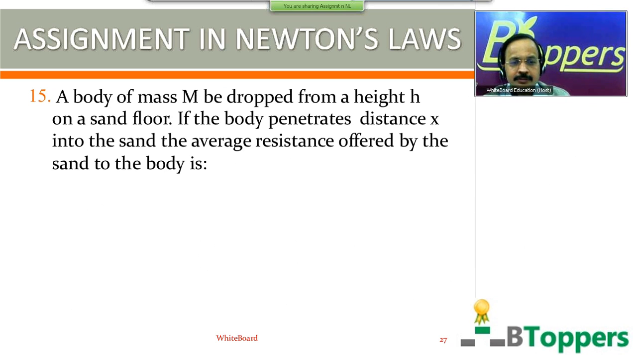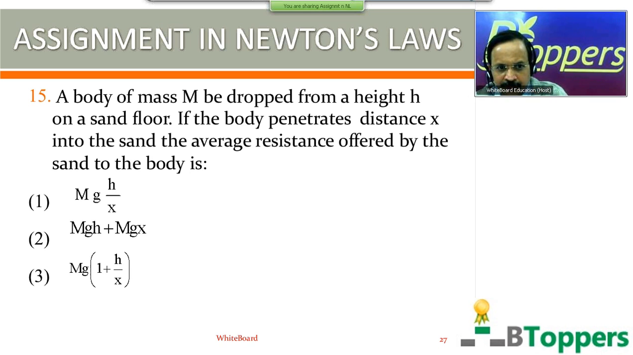See the 15th question. A body of mass capital M is dropped from a height h on a sand floor. The body penetrates a distance x into the sand. The average resistance offered by the sand to the body is. I have already shown you this question earlier on the screen, so I am going to discuss this question now.